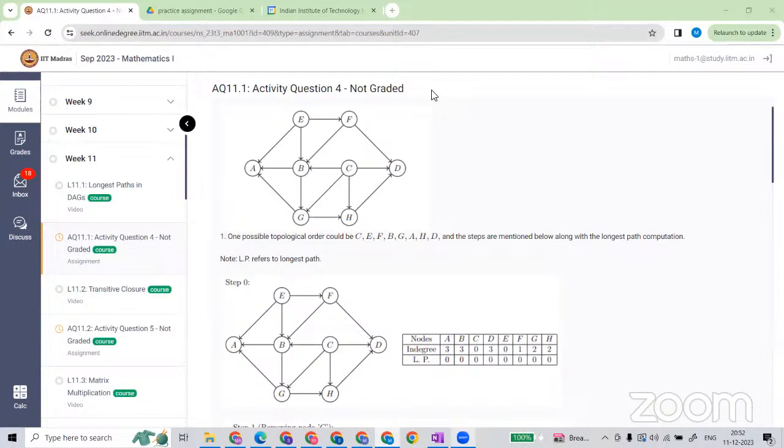In the previous open session, week 11, we discussed weighted graphs. We did not discuss weighted directed graphs. Vishal sir took that class. He discussed the shortest path, Dijkstra's algorithm, and the longest path in a DAG.